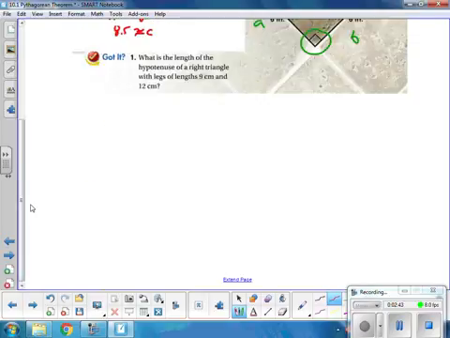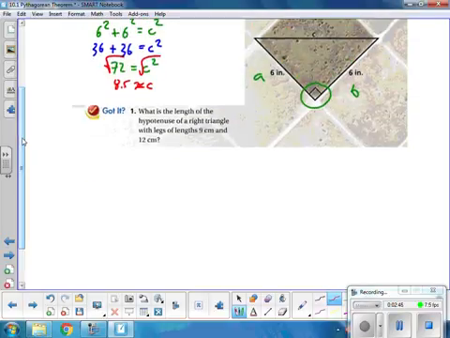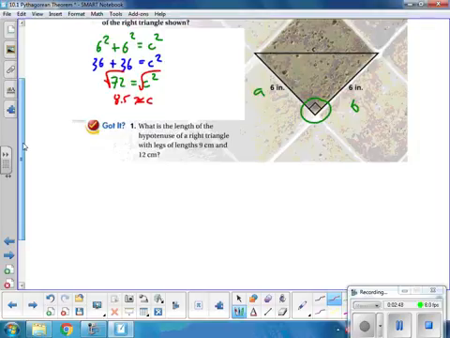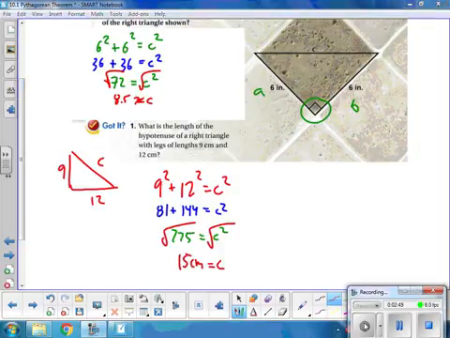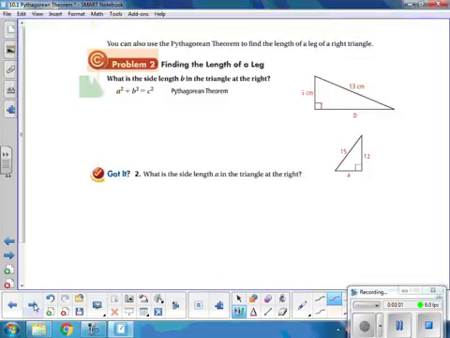All right, I want you to give it a try for my got it. So why don't you press pause, and you solve for the diagonal. All right, when I run my Pythagorean theorem, ultimately solving for c, the hypotenuse of this, after squaring everything and square rooting it, I end up with 15 centimeters as my diagonal.